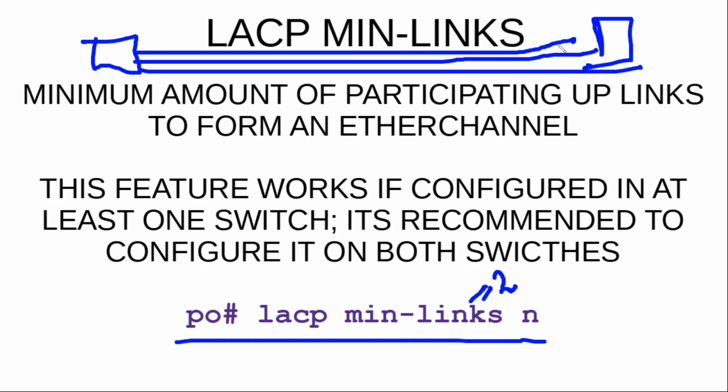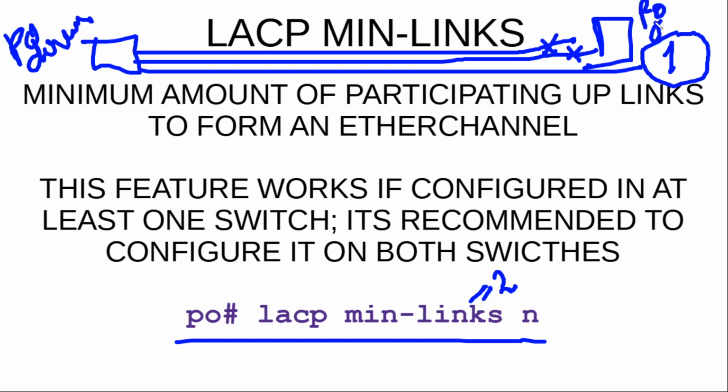So for instance, if this link goes down and this other link goes down, you only have 1 link up. If your min links are set to 2, this 1 link up does not comply, and then your port channel here goes down.